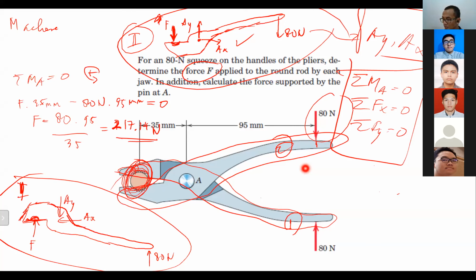So you can see that the force given at the handle is 80 newtons, but the force happening at the round rod is 217.14 newtons, which is much higher than the 80 newtons. So that's the use of pliers. The design is like that to increase the force, to increase the biting force on the things that are there.